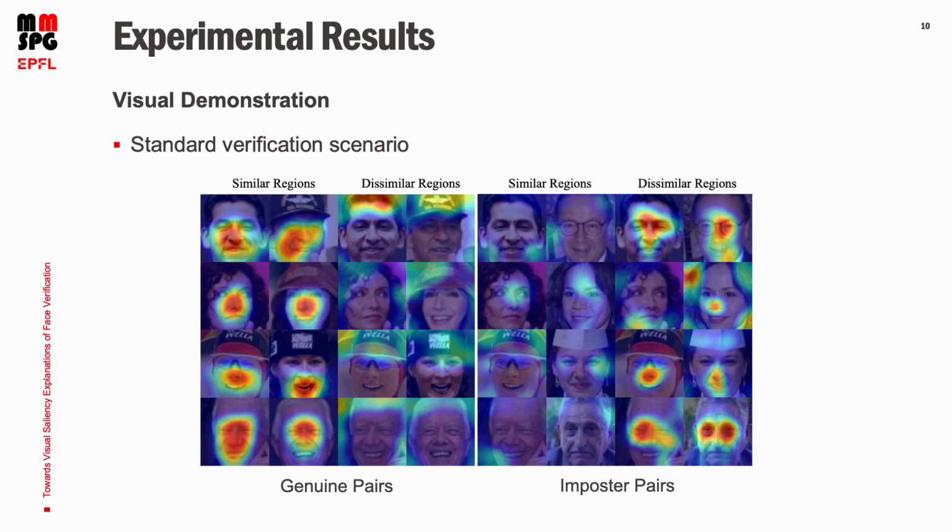As for experimental results, we start by presenting some visual results in standard verification scenarios. As shown in the figure, for those genuine pairs, the produced saliency maps can properly highlight regions that the face recognition model believes are very similar, such as the cheeks in the first row and the nose regions in the second and fourth rows. Meanwhile, they also indicate the background and heads are dissimilar regions. On the other hand, for those imposter pairs, the saliency map clearly depicts the dissimilar regions between the two images, such as the eye regions in the fourth row.